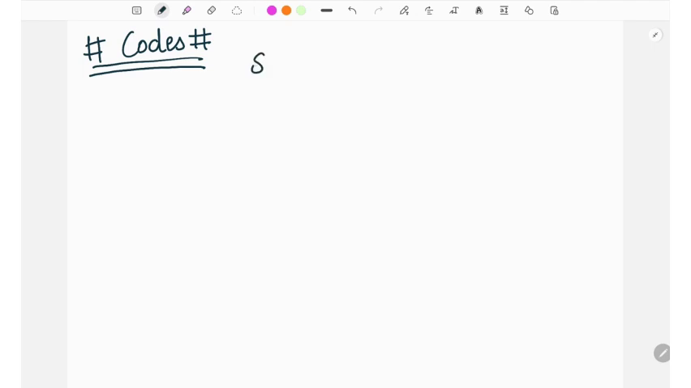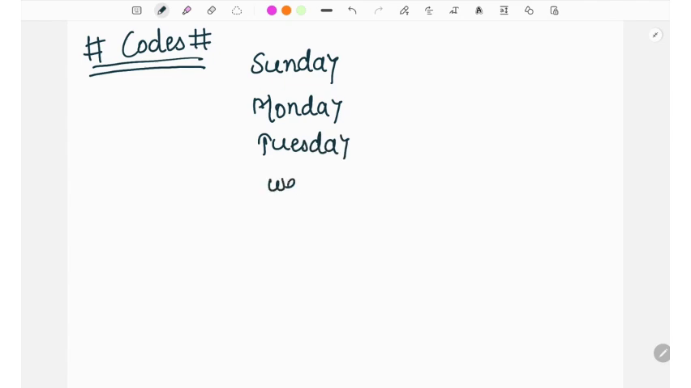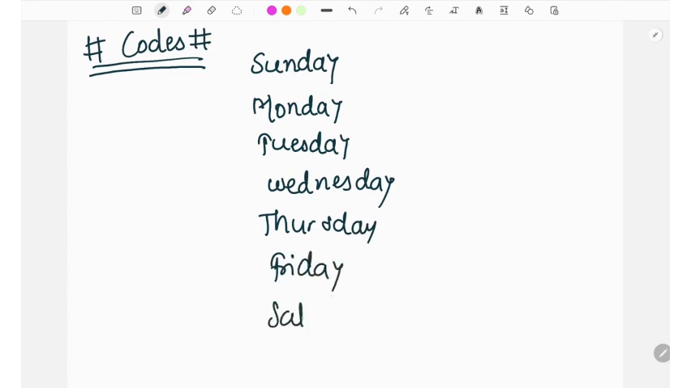We'll start with Sunday, students. Sunday, Monday, Tuesday, Wednesday, Thursday, Friday, Saturday and Sunday. Saturday and Sunday means it is going to simply repeat the cycle. So we are going to see the different codes here now.